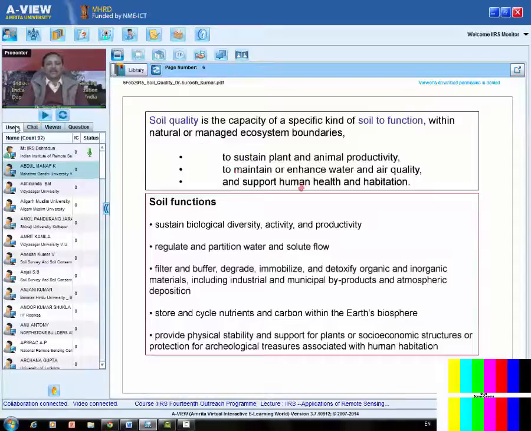Second is to maintain or enhance water and air quality. Soil quality is related to water quality because, suppose soil erosion is taking place, and because of erosion the fine soil particles are removed from the soil surface. Where will they go?